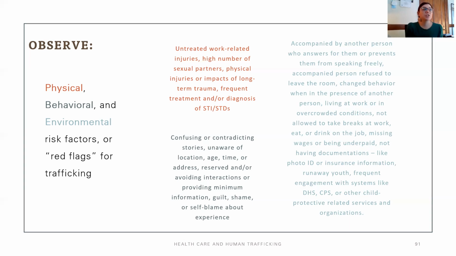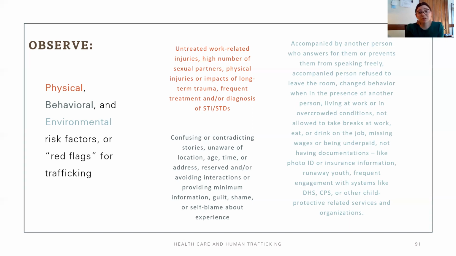Those environmental risk factors. So if they're accompanied by another person that answers for them or prevents them from speaking freely, if they're accompanied by a person that refuses to leave the room, or if their behavior changes in the presence of that person versus when that person is not in the room. If they are living at work or in overcrowded conditions, if they're not allowed to take a break at work or eat or drink on the job, and drink meaning like water or juice or something in that nature. If they're missing wages or being underpaid, or if they don't have documentation, right? Like a photo ID or insurance information.